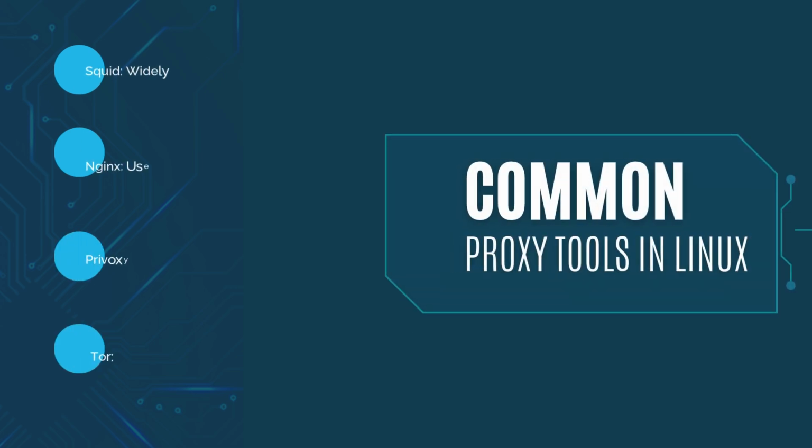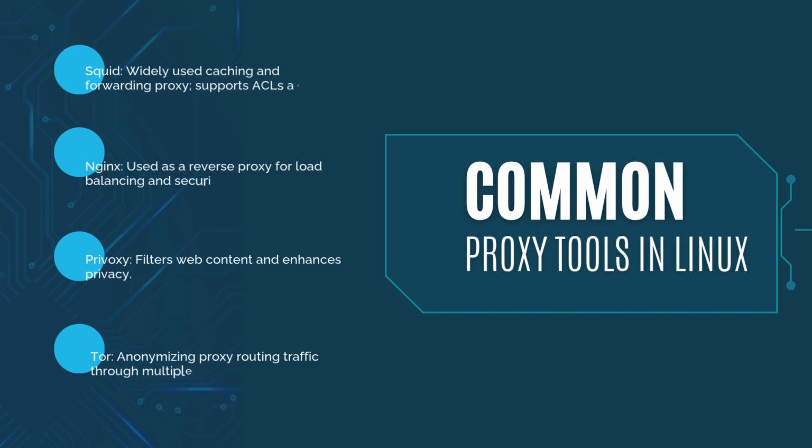Linux offers some excellent proxy tools. Squid is perfect for caching and filtering, used by schools and companies to control traffic. Nginx, aside from being a web server, works great as a reverse proxy for load balancing and DDoS protection. Privoxy adds privacy features like ad blocking and content filtering. And then there's Tor, which anonymizes your traffic through multiple relays, ideal for evading surveillance or protecting whistleblower communications. These tools are powerful when used correctly, but they also require careful configuration to avoid leaks or misroutes.